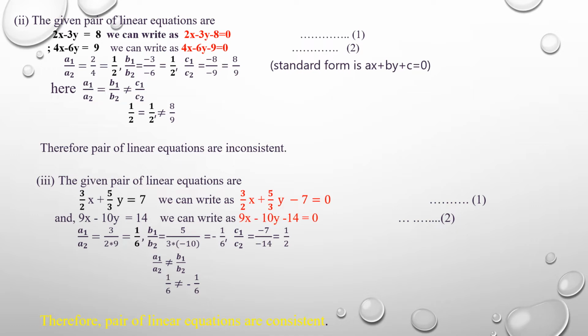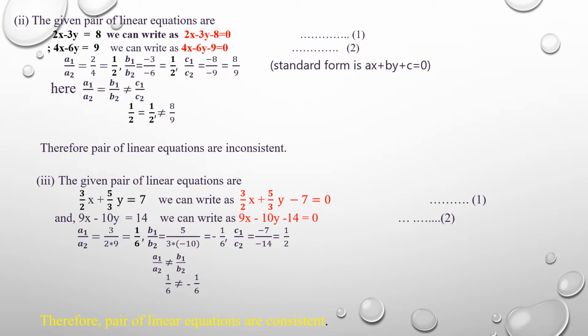First of all, the ratio of a1 by a2 is equal to 2 by 4. On solving, it is equal to 1 by 2. The ratio of b1 by b2 is equal to minus 3 by minus 6. It is also equal to 1 by 2. And the ratio of c1 by c2 is equal to minus 8 by minus 9, and again on solving, it is equal to 8 by 9.